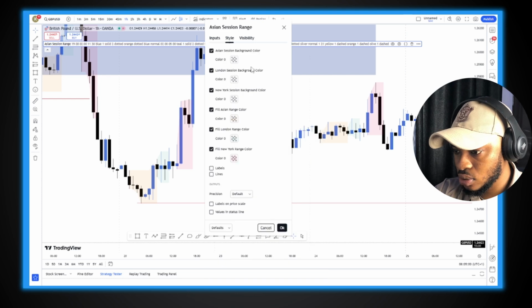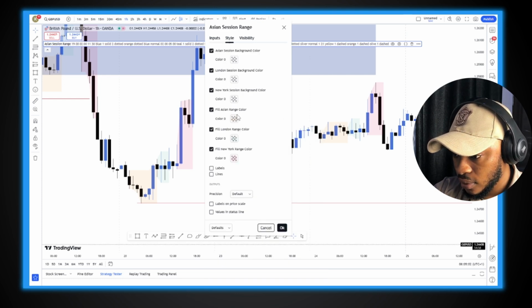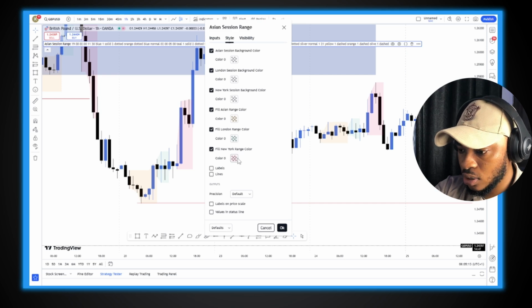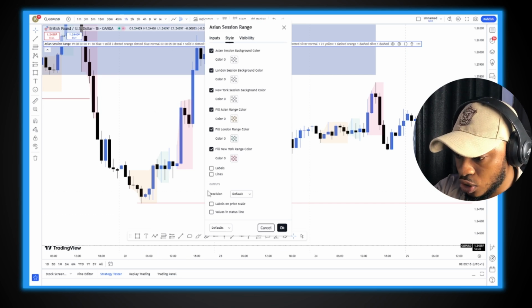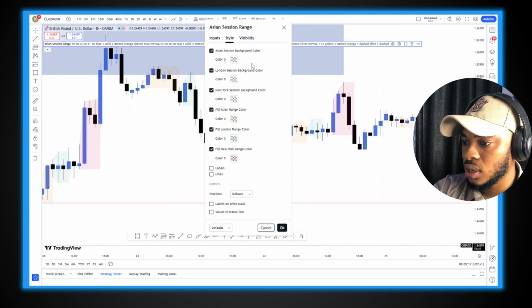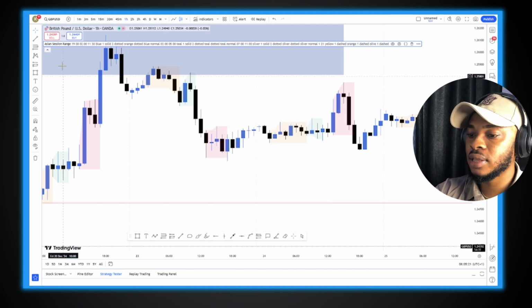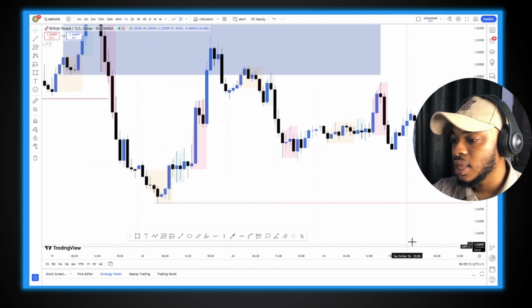Now this is my style I use. My Asian is yellow. All of these do not have any color, 000. So my Asian is yellow, my London is blue, and my New York is red or pink. I don't know how I call it. Then labels and lines all unchecked. Visibility visible on all time frames. Okay, that's the settings for you.